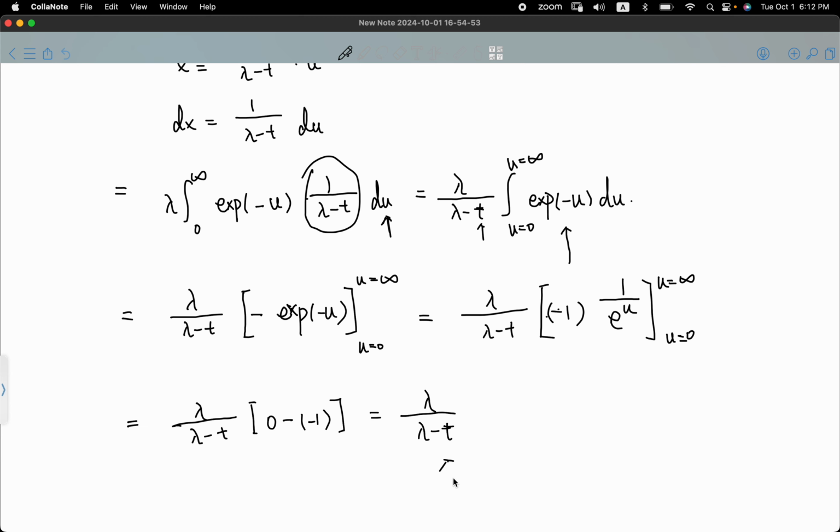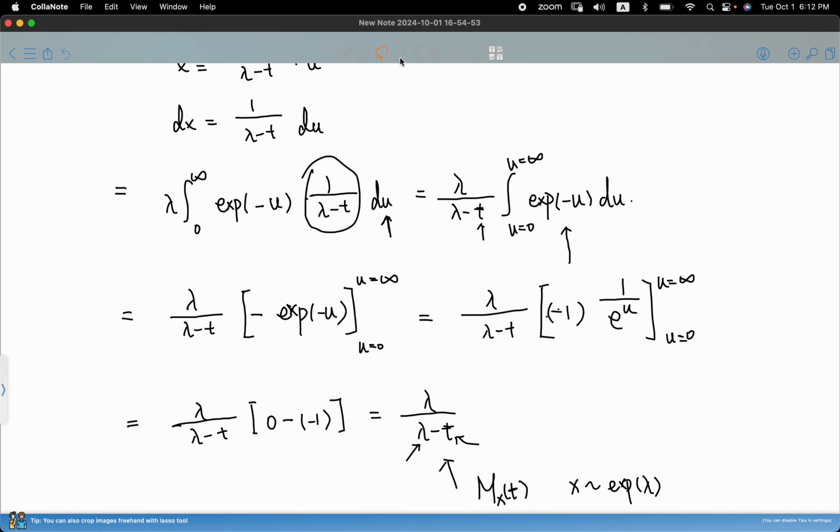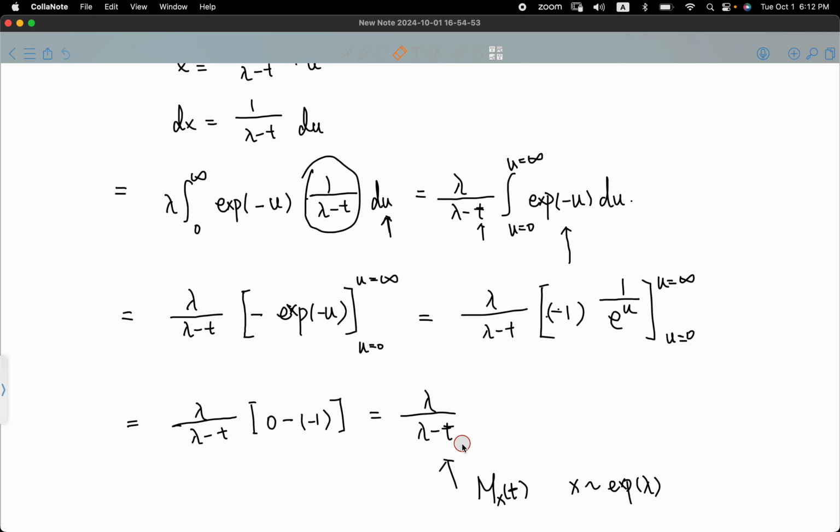So this is the moment generating function for a random variable x that follows an exponential distribution. As you can see, this is a function that involves t and also the parameter. So this particular expression is the moment generating function for a random variable that follows an exponential distribution.